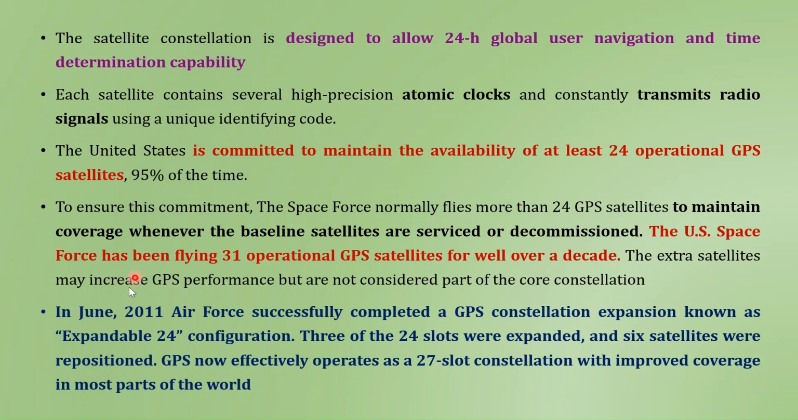And in June 2011, the Air Force successfully completed a GPS constellation expansion, which is known as the Expandable 24 configuration. So here, 3 of the 24 slots were expanded and 6 satellites were repositioned. So now the GPS effectively operates as a 27 slot constellation with improved coverage in most parts of the world. So earlier it was a 24 slot constellation, but now it is a 27 slot constellation.